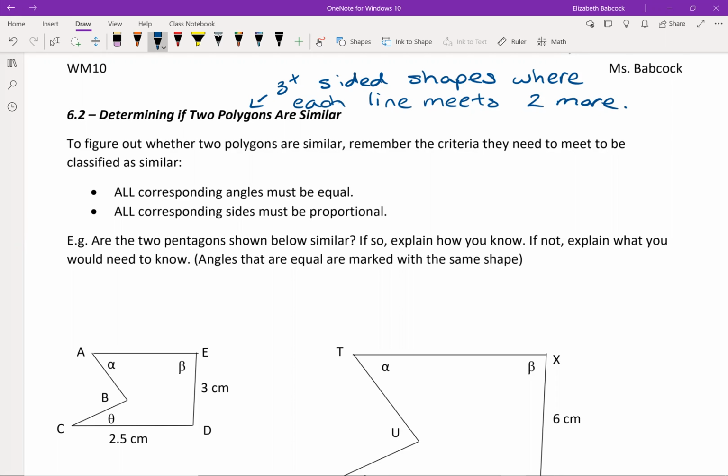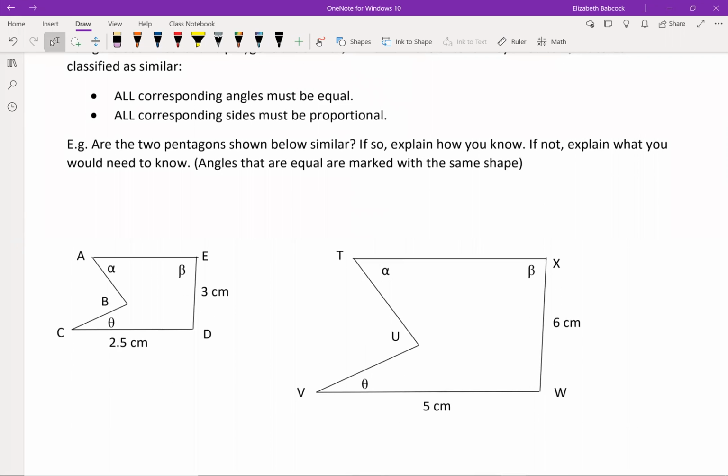So as an example, we're going to go over, are the two pentagons shown, so 5-sided shapes, similar? If so, explain how you know. If not, explain what you would need to know.